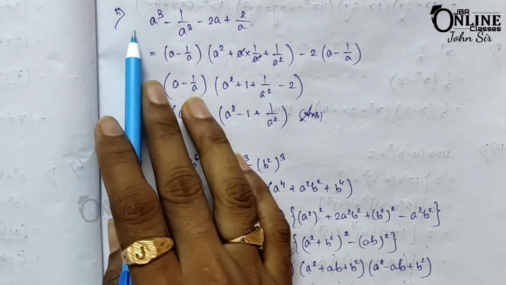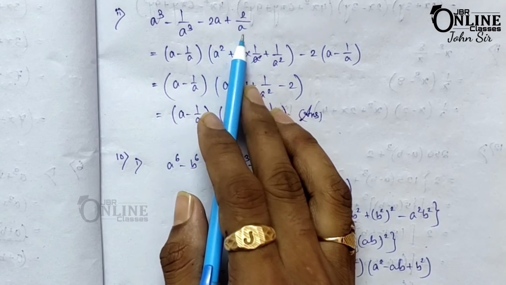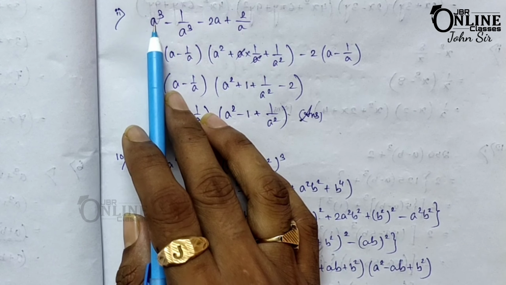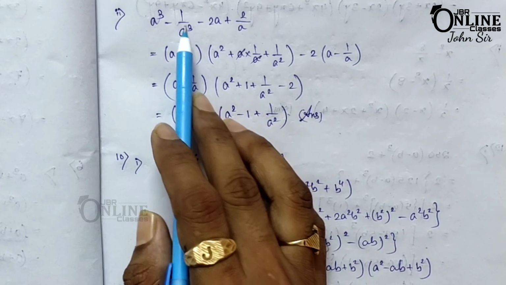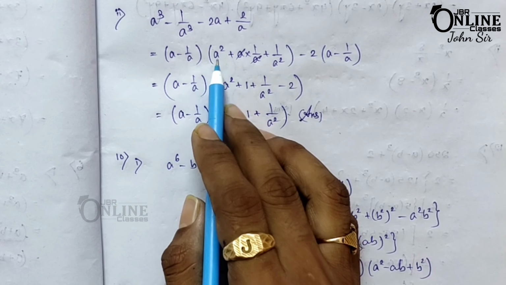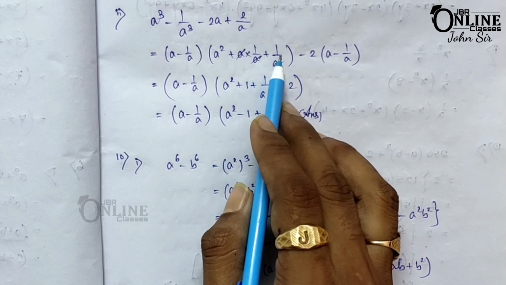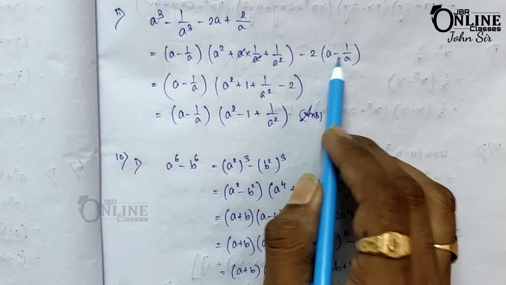Sum number 9(2): a cube minus 1 by a cube minus 2a plus 2 by a. So from here, a cube minus 1 by a cube, that means it's a whole cube minus (1 by a) whole cube, so by the a cube minus b cube formula, a minus b, then a square plus ab plus b square. And in the last two portions, here minus 2 will be common, so it becomes a minus 1 by a.